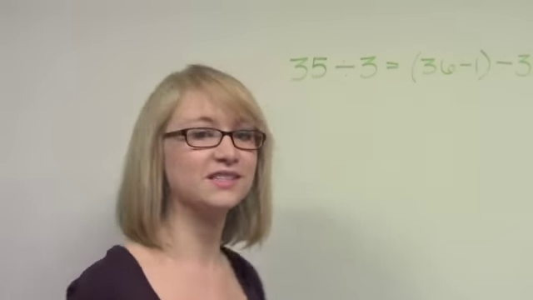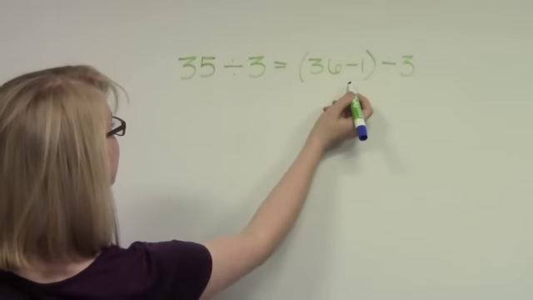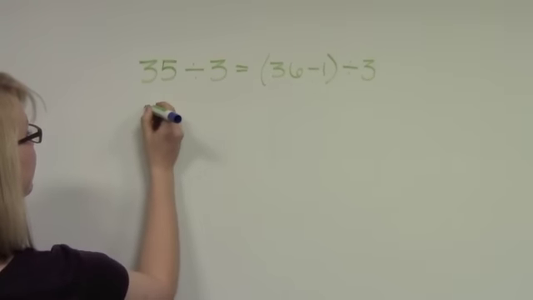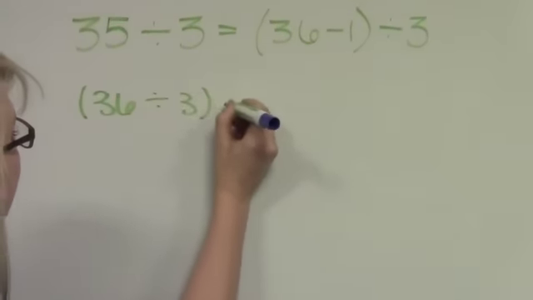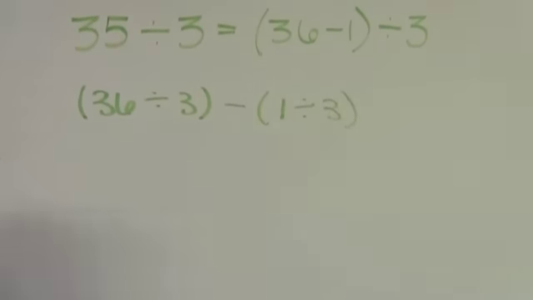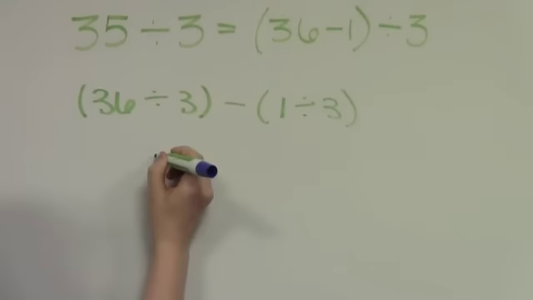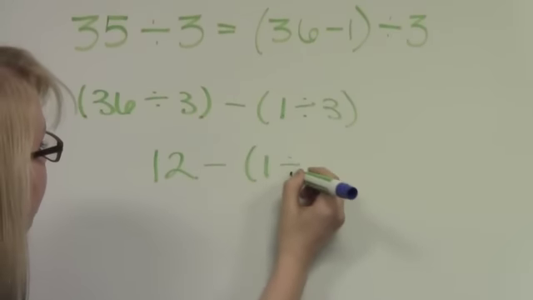It should also be mentioned that these decompositions can be just as correctly and easily performed using subtractions rather than additions. For example, we can decompose 35 into 36 minus 1 divided by 3. By the distributive property, this gives us 36 divided by 3 minus 1 divided by 3. From here, it's clear to see that 36 divided by 3 is equal to 12, so this gives us 12 minus 1 divided by 3.